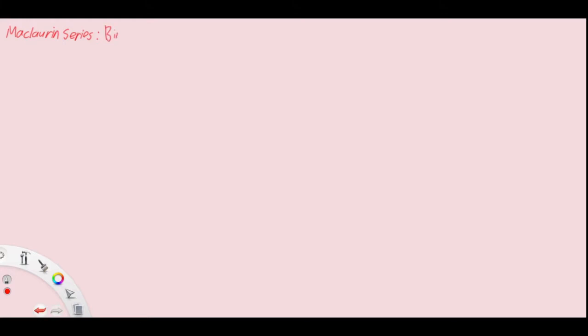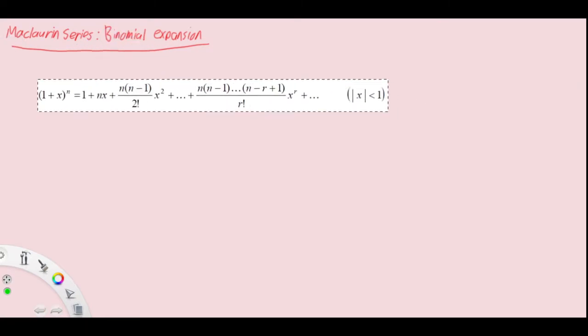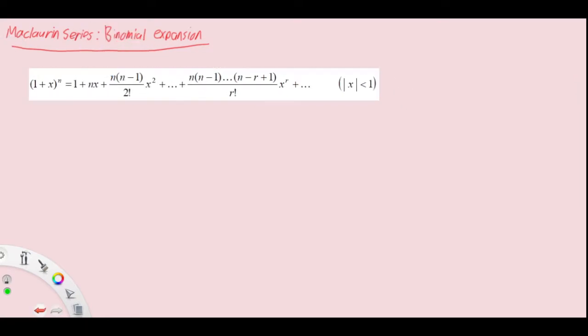For the second technique in our Maclaurin series, it would be the binomial expansion. So in the MF26, you see this formula, which is basically (1 + x)^n = 1 + nx + so on and so forth, right? It's basically following the binomial expansion. Take notice, divided by 2 factorial, therefore power 2, divided by r factorial, therefore power r.